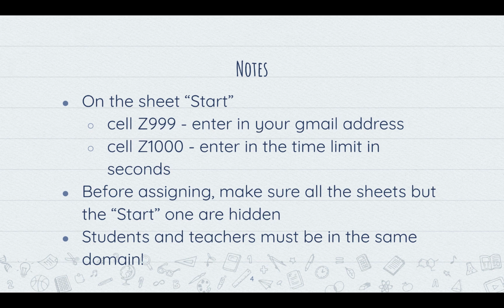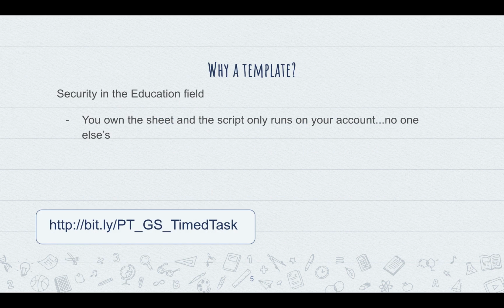Students and teachers must be on the same domain, or else the student will complete the task and then they'll just get an error code and it will defeat the entire time task idea. So I set this up as a template. That way you own it. IT admin should be happy because I don't see anything. You own it. The script's run in your account. Everything's safe and secure. So there's the link that you can use to get a copy of this spreadsheet.